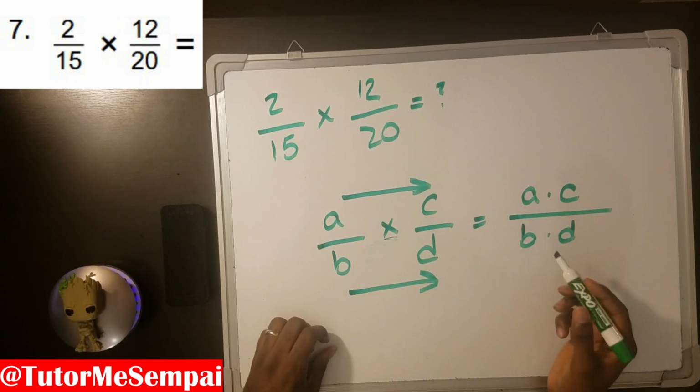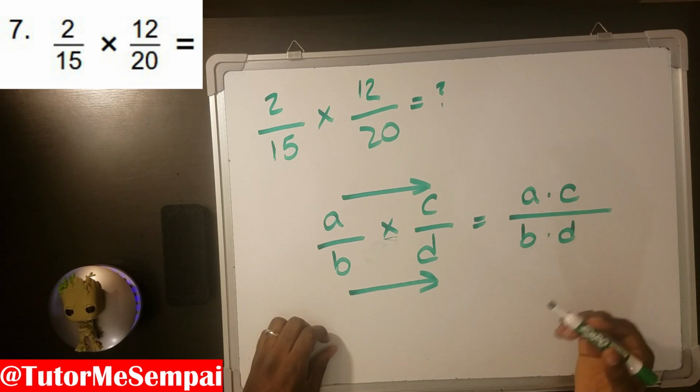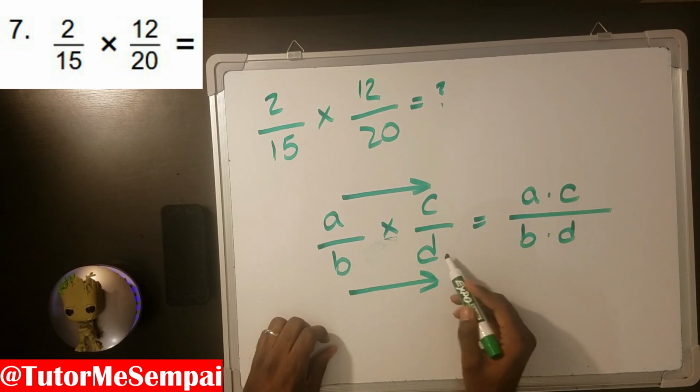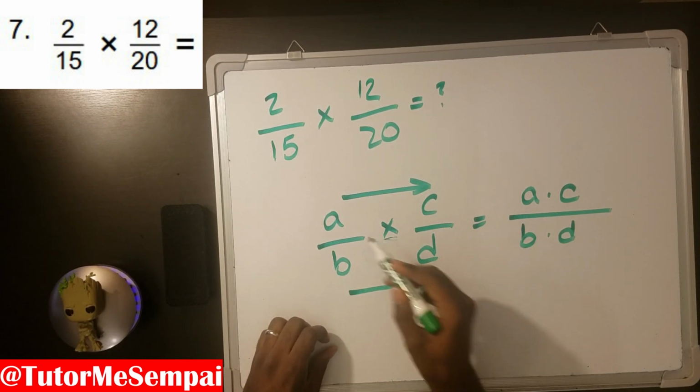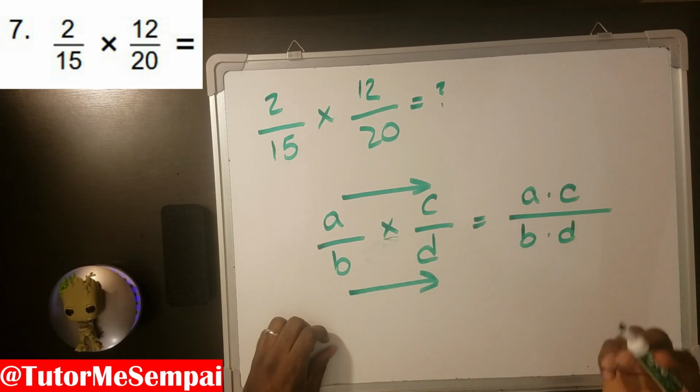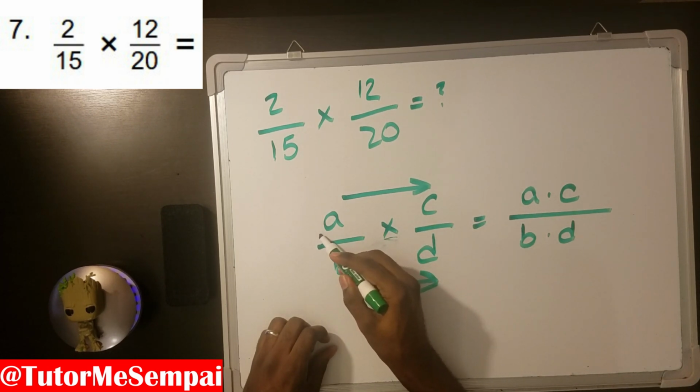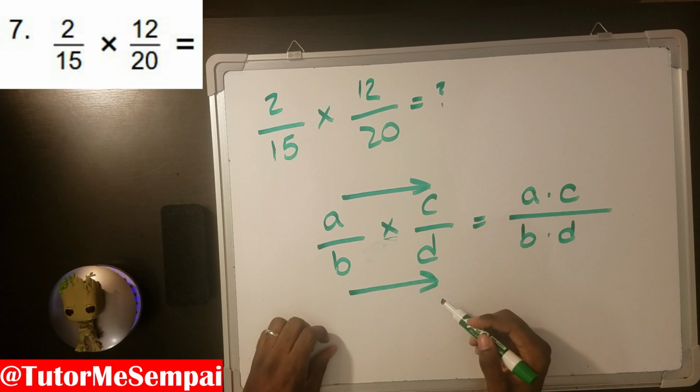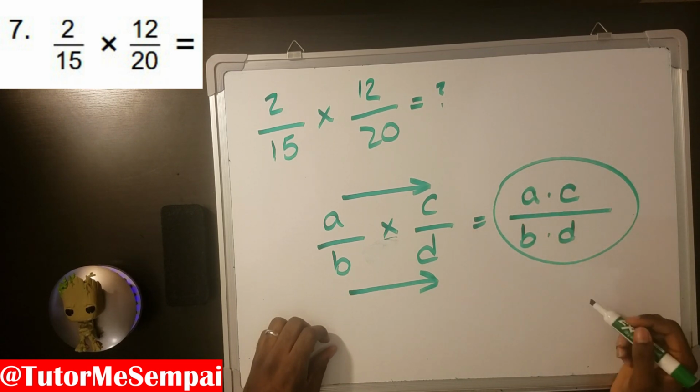So that's the big difference between multiplying and adding fractions. When you add them, you don't add across the bottom. You just add across the top. When you multiply, you multiply across the top and the bottom. And you end up with something like this.